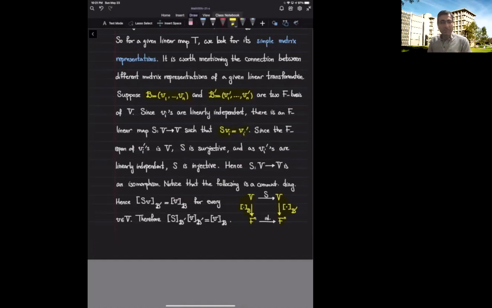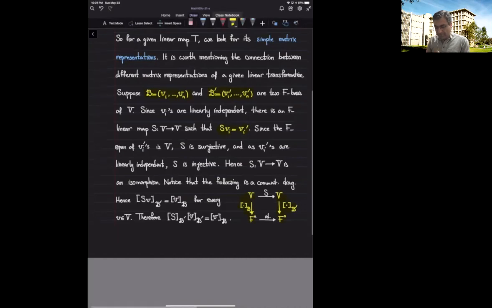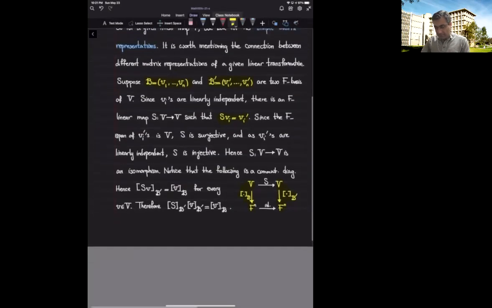Because the v sub i primes span the entire V, this map is surjective. Because the v sub i primes are linearly independent, this map is injective. So altogether, we get a vector space isomorphism from V to V that sends elements of the first basis to elements of the next basis. So this is an isomorphism that sends v sub i to v sub i prime.